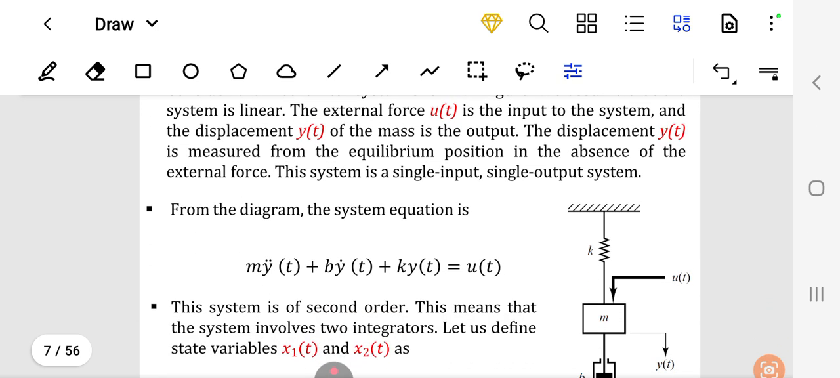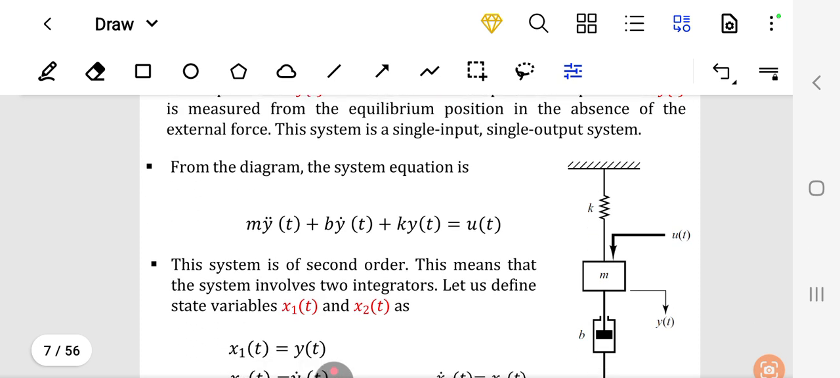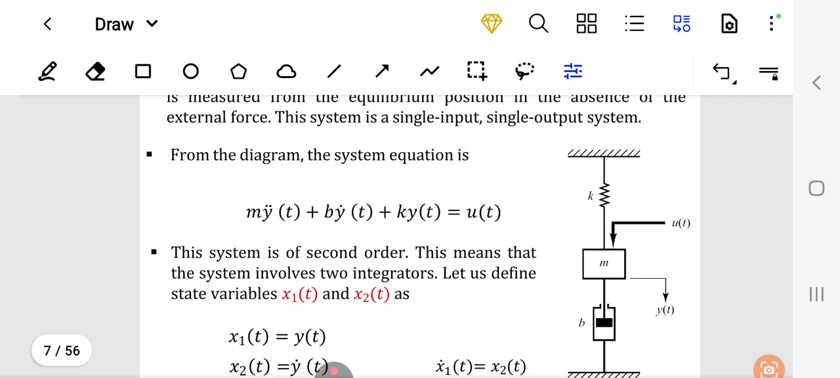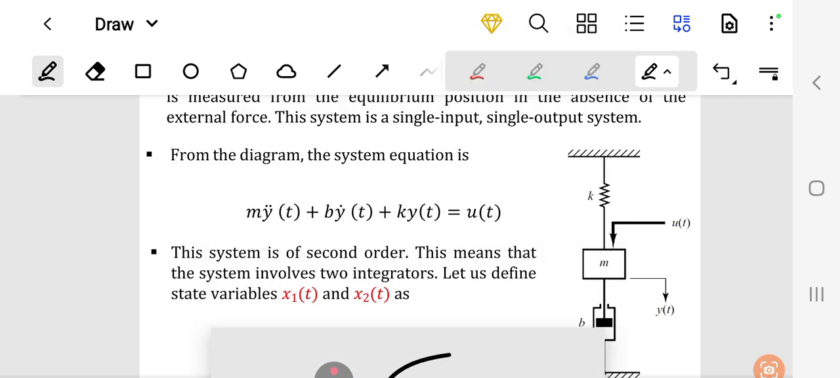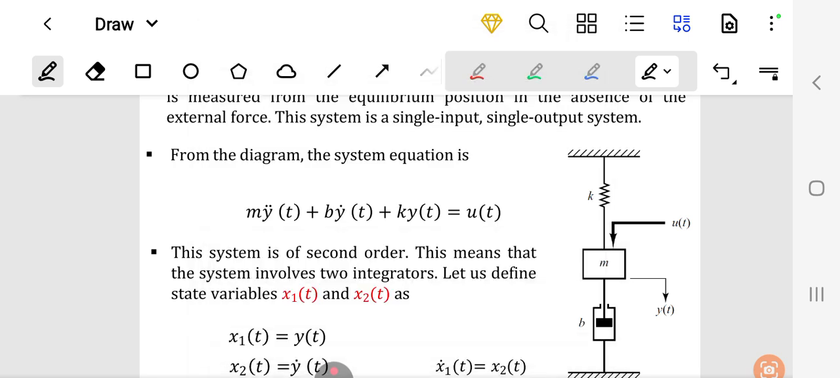We will begin with an example for a mechanical system which is composed of a mass, a spring and a damper, with an input force u of t, and the output is a displacement y of t. First of all, we write the system equation, which is m times the displacement double dot, the second derivative of displacement, which is the acceleration, plus b y dot plus k y equals the input, which is u of t. The system is a second order system.